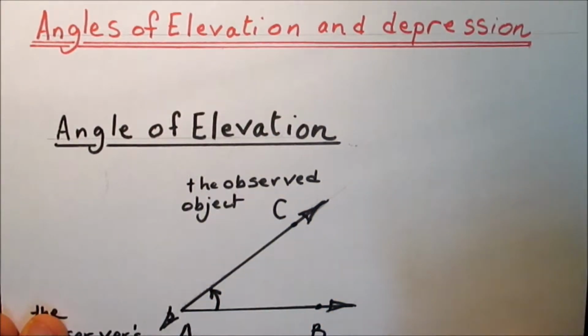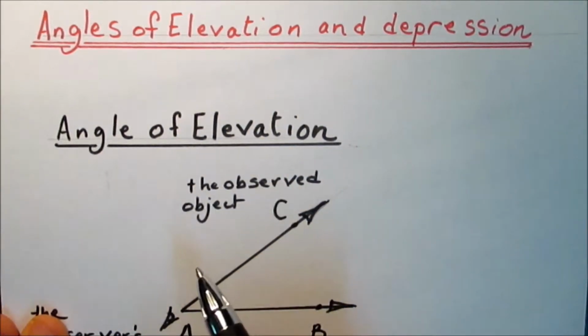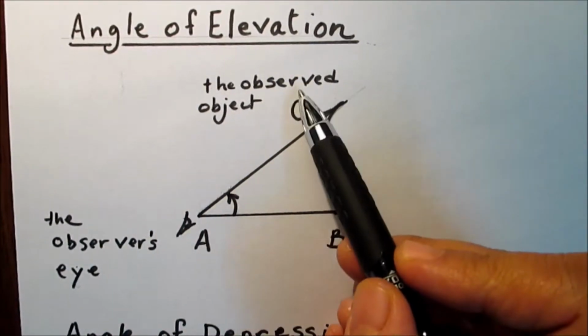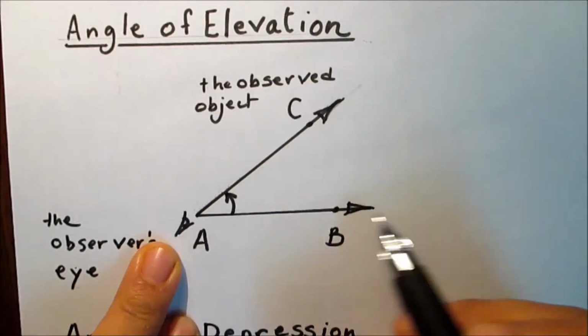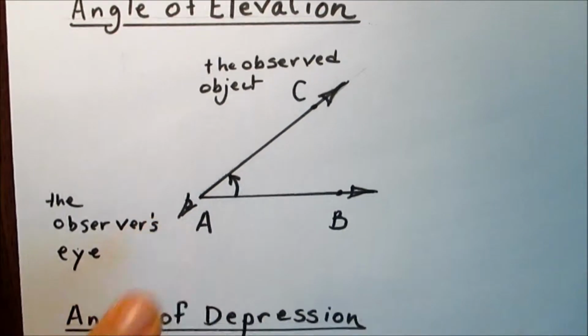Now we're going to take applications on the solution of the triangle, the angles of elevation and depression. The angle of elevation: we have an object above the observer's eye. The observer's eye is looking upward, so the angle is above the horizontal ray. This is called angle of elevation.